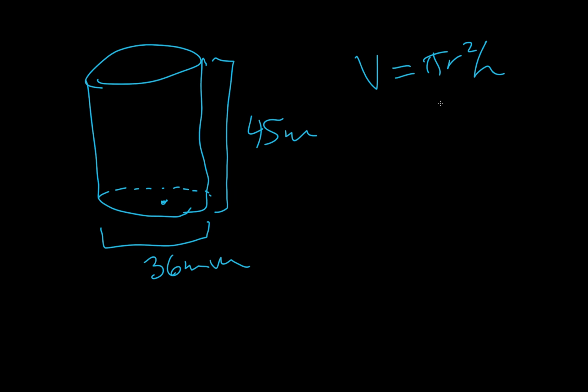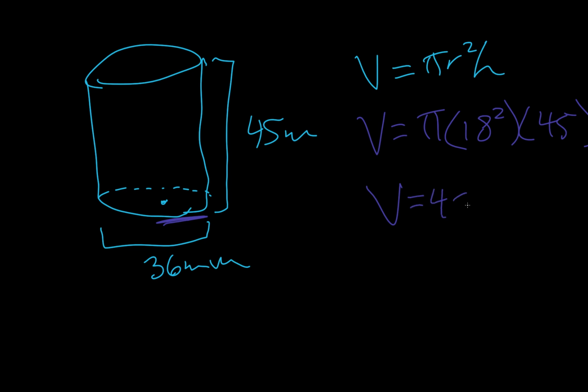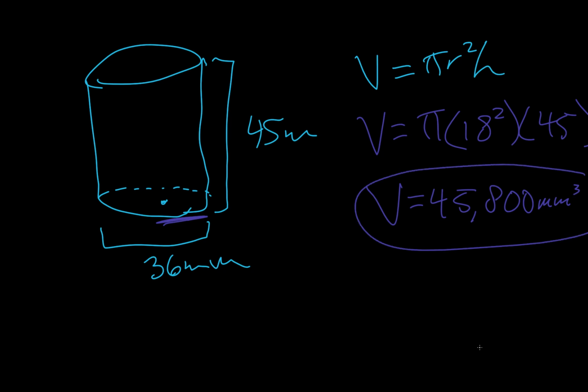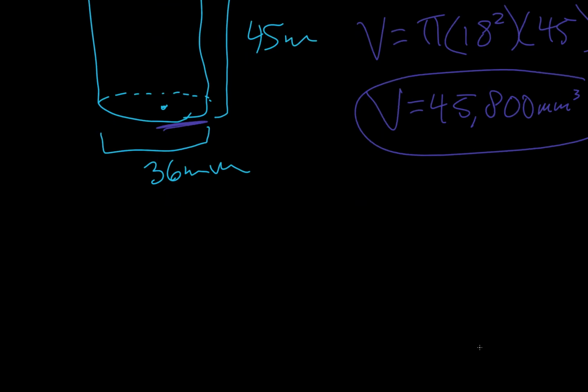Okay, so this one's pretty straightforward. We just plug some stuff in. So our radius is going to be half of this. So we're just going to plug in 18. And then h is our height, and so that is 45. And if we plug all of that in to a calculator, we get 45,800 millimeters cubed. Okay, now moving on to part B.